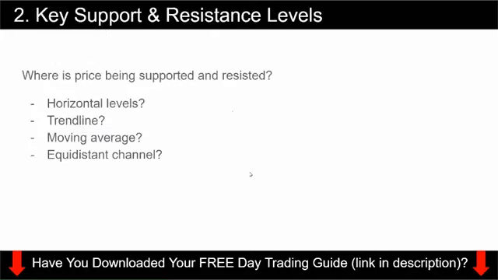So this is the first thing. Now let's move on to the second thing. The second thing that you need to look at is the key support and resistance level. I go into that in our 3-day trading guide. We have a step-by-step process for how to draw your support and resistance. But for the purpose of this video, I just want to keep it simple. You need to ask yourself, where is price being supported and resisted currently? This could be a horizontal level, it could be a trend line, it could be a moving average, it could be an equal distance channel.